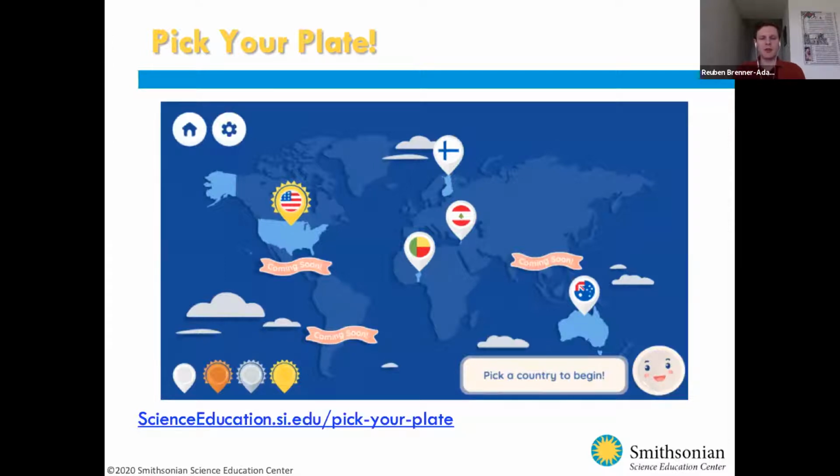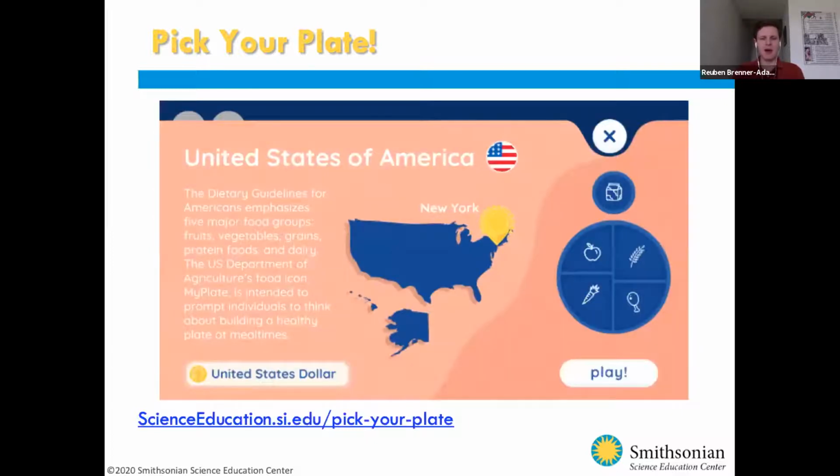And so the student picks a country, and they see on the right-hand side of the screen that country's nutrition guide. They see the currency on the bottom left, so everything is localized into the local currency. And then on the left-hand side of the screen, they see a description of that country's food guide, as well as the name of the country and the flag at the top.